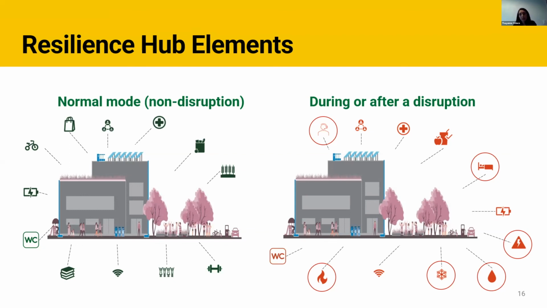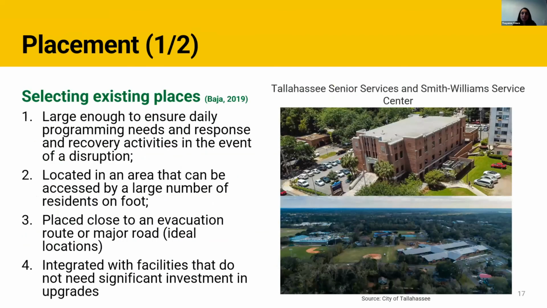Until now, we saw the resilience hubs concept, the key goals, and the operation modes. But where are these hubs going to be implemented? The literature suggests selecting existing well-known and well-utilized places to be retrofitted into resilience hubs. They should be large enough to ensure daily program needs and to be able to provide response and recovery activities in the event of disruption.